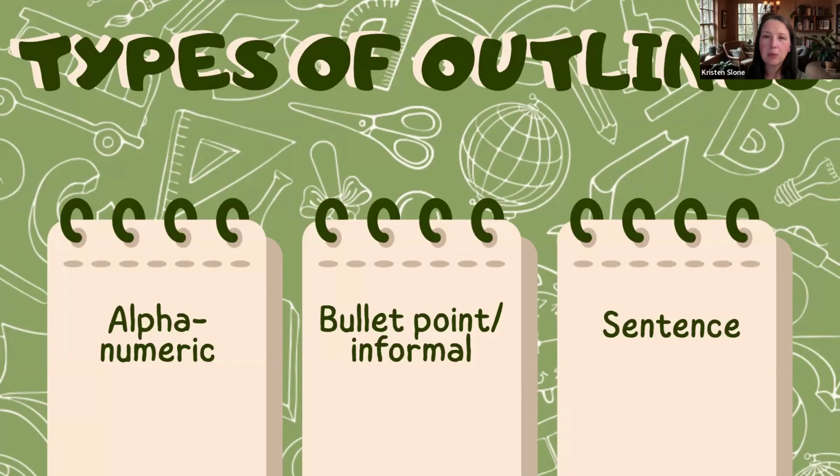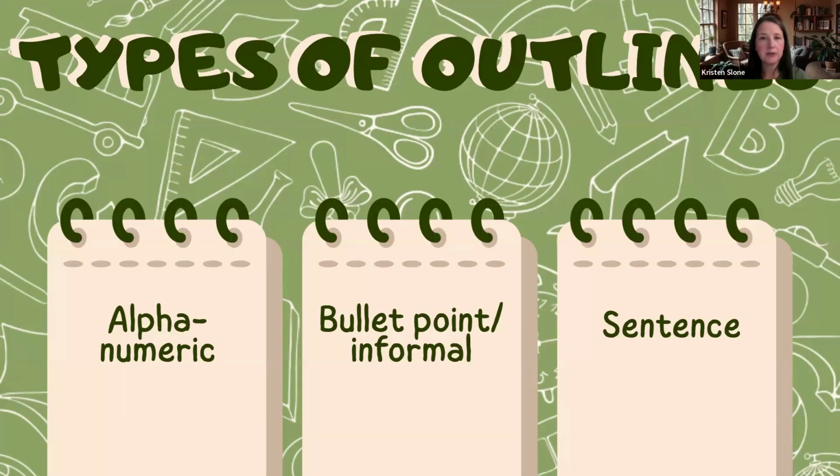You might see a bullet point or an informal outline. I know in FAS 100, they use more of this informal outline format. LAN 100 and LAN 101, depending on the professor, will use more of an alphanumeric outlining format, but you may see either one. And then sentence outlines. So sentence outlines can kind of be a combination of alphanumeric and bullet point, in that they include full sentences for the content of the outline as opposed to just keywords or phrases.